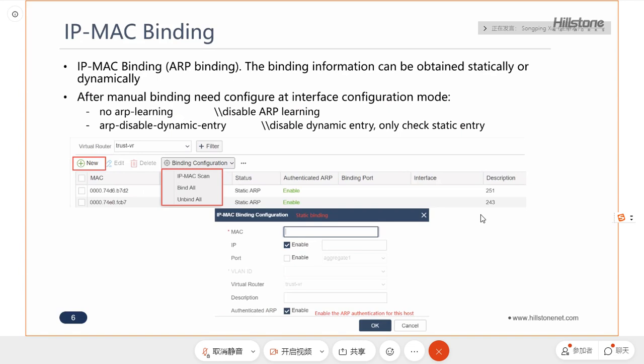For IP MAC binding, as I mentioned, we support both static and dynamic binding. You can manually bind the IP with the MAC address, or by default, the device is already enabled with both ARP learning and MAC learning, and also dynamic ARP learning. So in this case, the device can also learn the IP MAC binding dynamically. If we want strict control for the IP MAC binding, you'd better disable the dynamic entry function and only use manual binding for the IP and MAC. So the customer has the option.